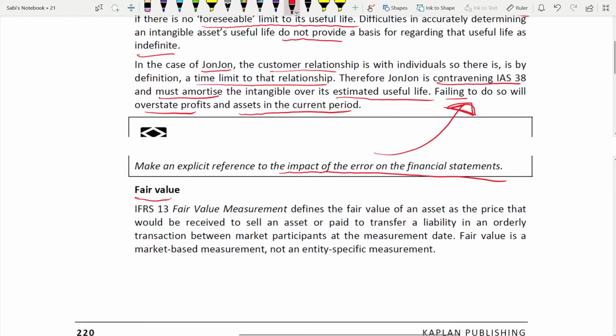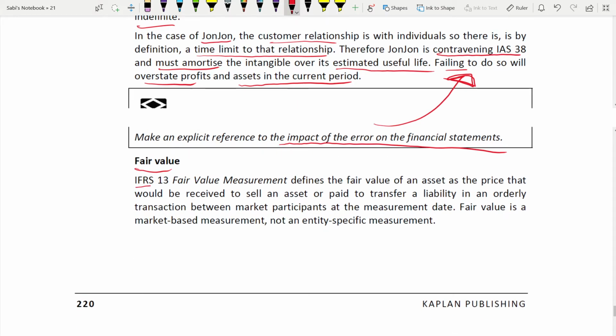So fair value, whenever you start, you always have to start by giving the definition. So this is the definition and you can learn it by heart. Fair value of an asset is the price that would be received to sell an asset or paid to transfer a liability in an orderly transaction between market participants at the measurement date. So till here, this is the definition.